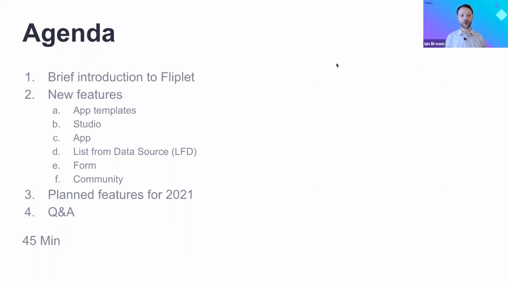We'll also be going through what new features we've launched in the last 6 months. This will include app templates, studio updates, app updates, list from data source changes, form changes, and our new community. And then we'll be talking about the features that we have planned for the rest of the year, just to give you a bit of a sneak peek.